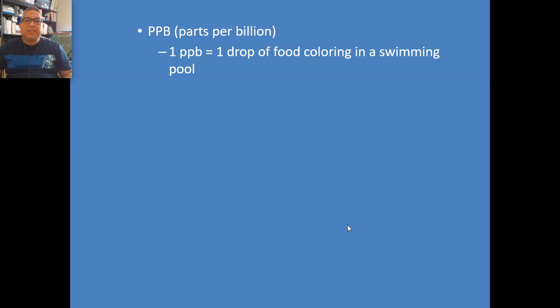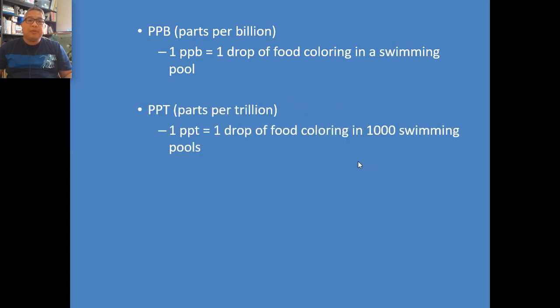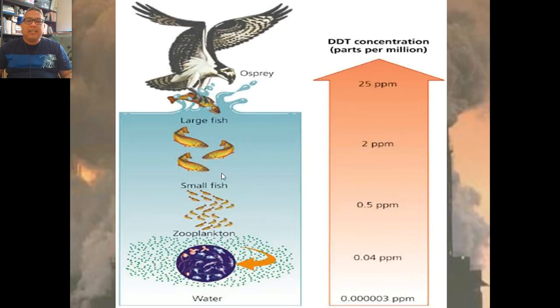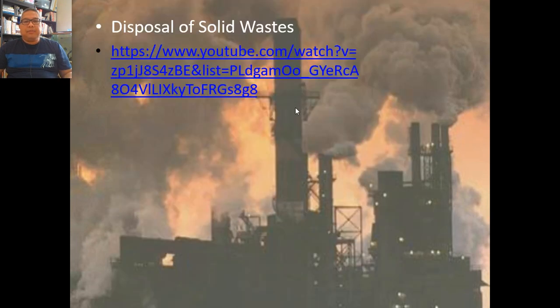Parts per billion is another way of expressing concentration. Parts per billion is one drop of food coloring in a swimming pool. Parts per trillion is comparable to one drop of food coloring in 1,000 swimming pools. This is an example of biological magnification: you started with 0.003 and now it became 25 parts per million.